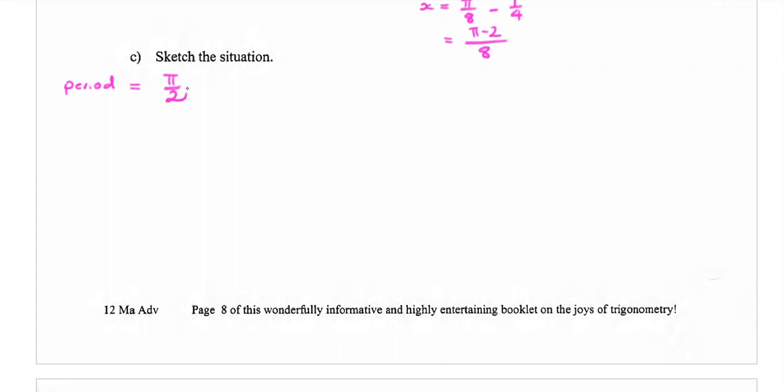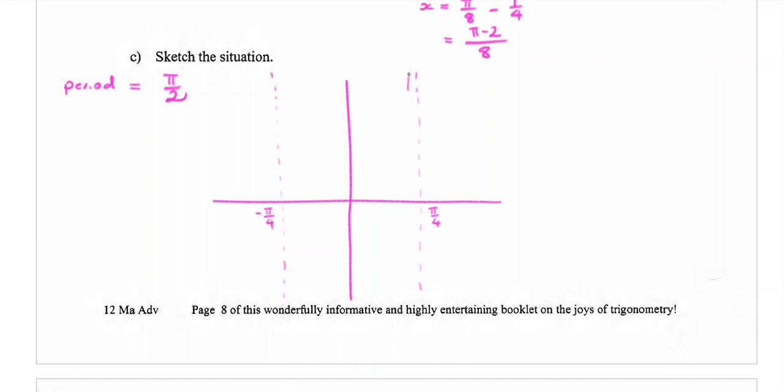So let's draw that. Pi over 4 and negative pi over 4. And the tan graph looks like that. That would just be one repetition. Obviously that pattern would continue if I wanted to keep drawing more of it.